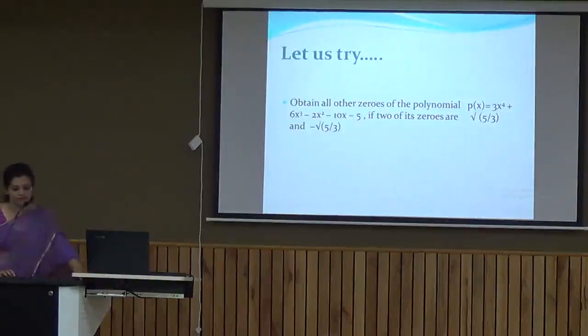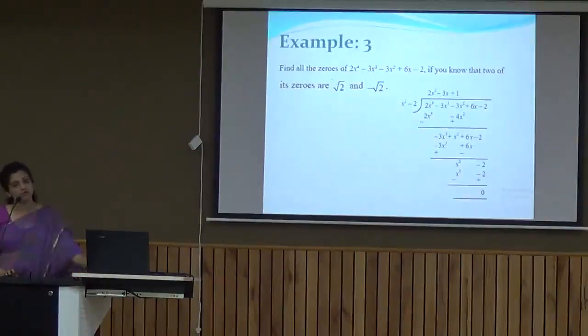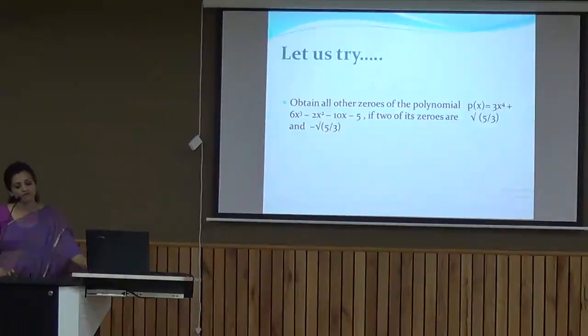Now let us try this. Yes, this is interesting. Obtain all other zeros. See, here they are saying all other zeros of the polynomial, again a biquadratic, if two of its zeros are root 5 by 3 and minus root 5 by 3. See, in the previous question it was root 2 and minus root 2. Now here you've got a fraction inside the square root. Hardly matters. You know how to solve that, right?